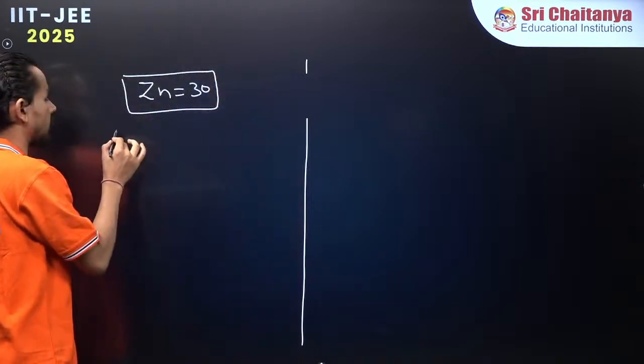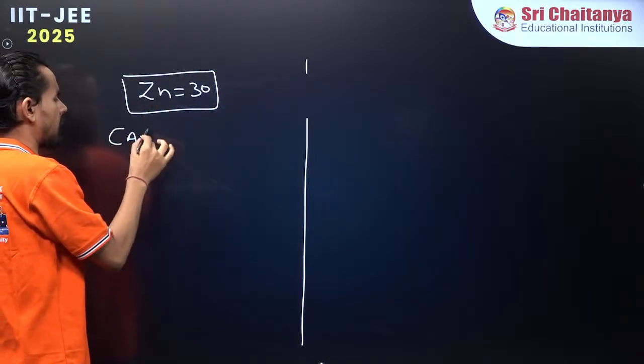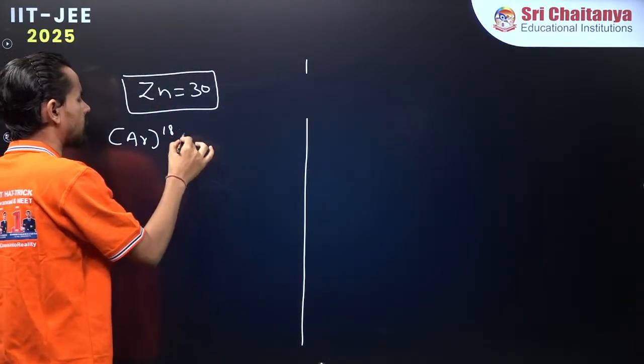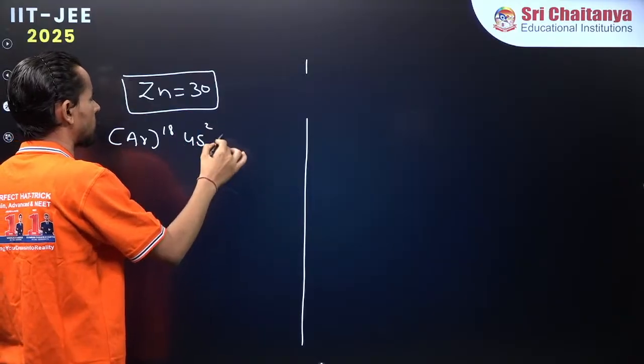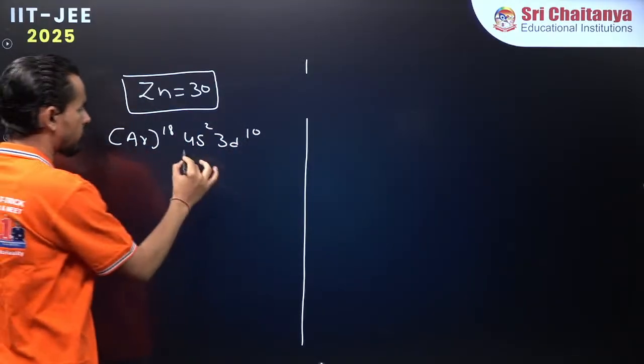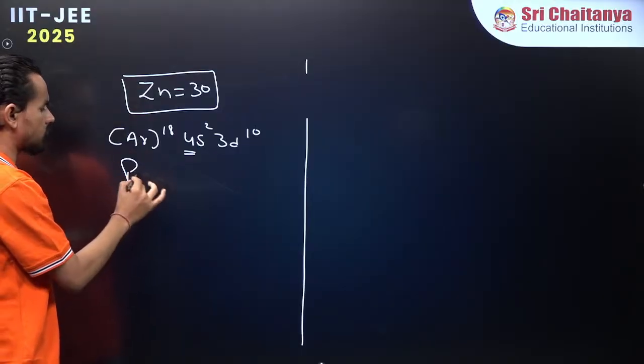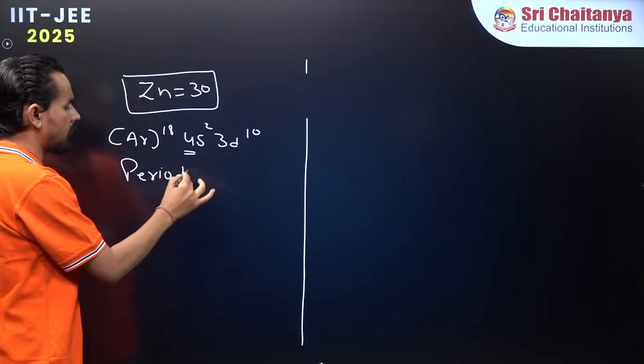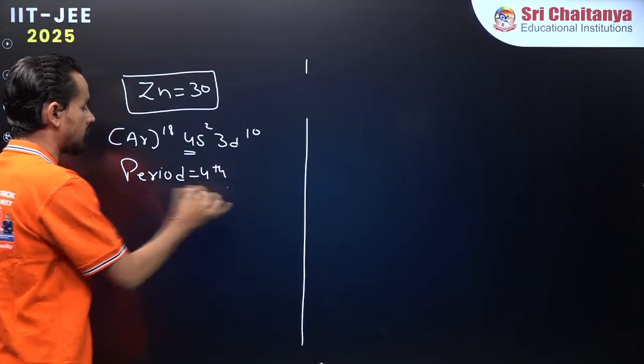Now it is argon 18, then 4s2 3d10. That's it. The highest is the fourth one, and that's why the period number is fourth.